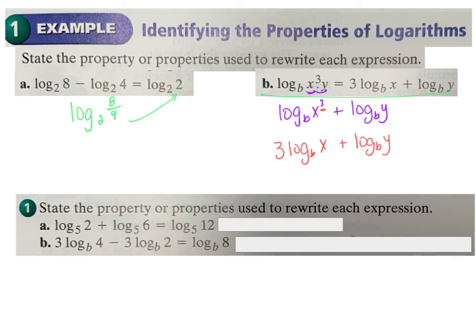All right, so the first one, they went from addition to multiplication. What rule did they use? I just said it. Products, right? So they use the product rule.